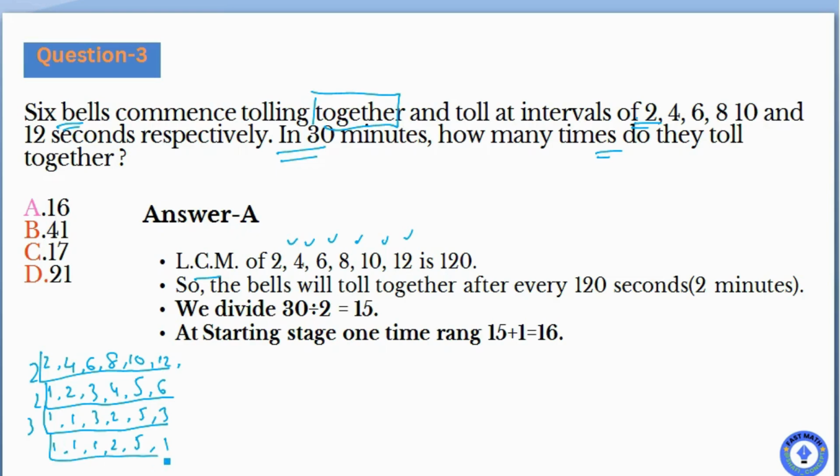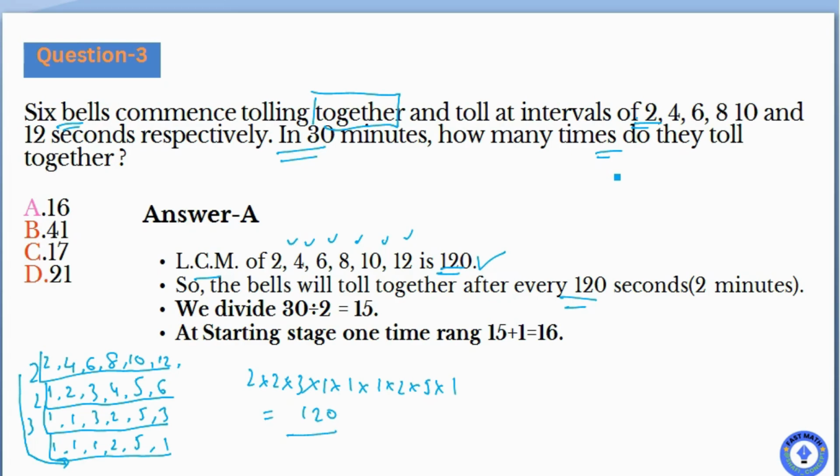What will be the LCM for these numbers? Just multiply from this direction to this. What will it be? 2 into 2 into 3 into 1 into 1 into 1 into 2 into 5 into 1. This is the LCM, that is 120. That means all these bells will ring together at the duration of 120 seconds.